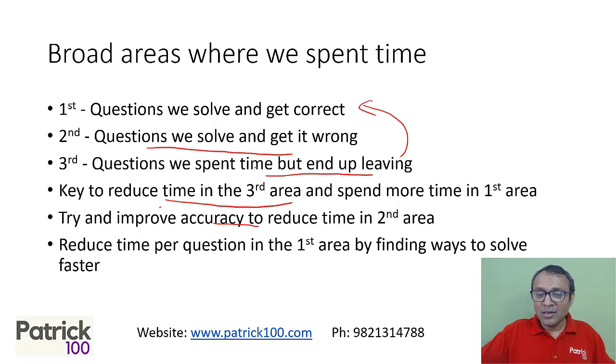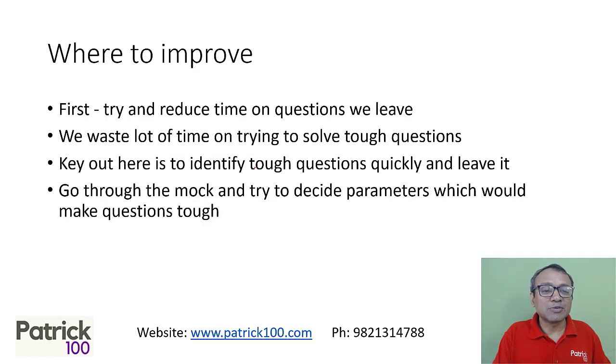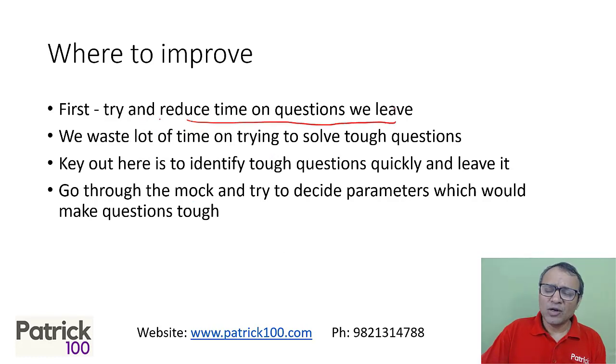You get it correct, but if you can reduce your time in solving the question, you can obviously get more time to solve more questions. So that means I need to look at these 3 ways in terms of managing my time. Focus on these 3 aspects. So where to improve? First, try to reduce time on questions we leave. One of the very important aspects about CAT is selection of questions.